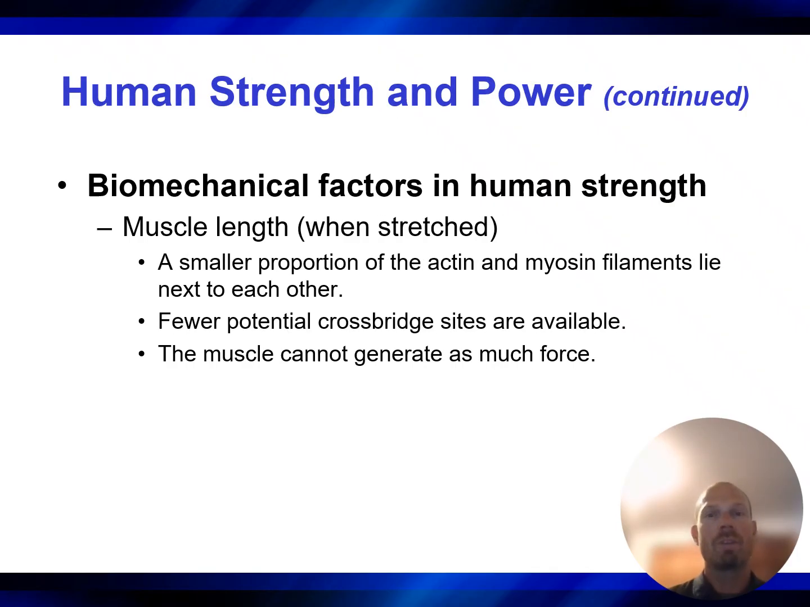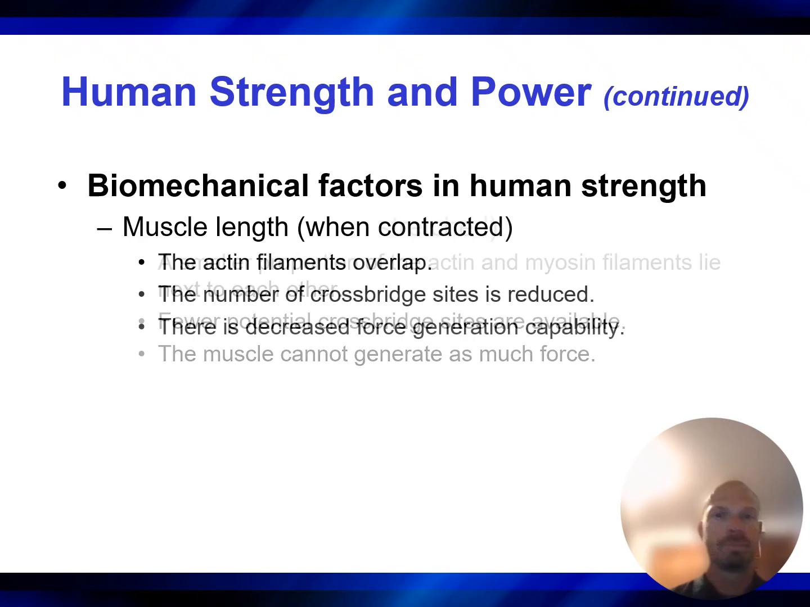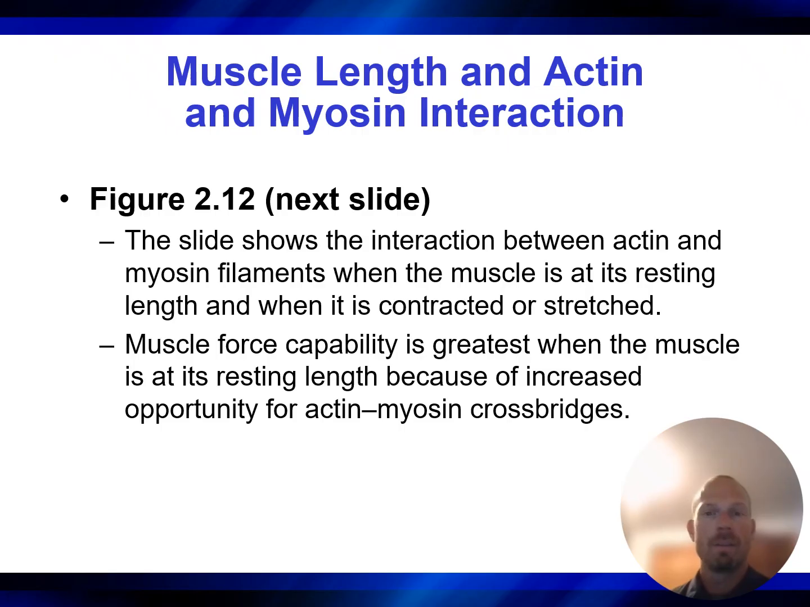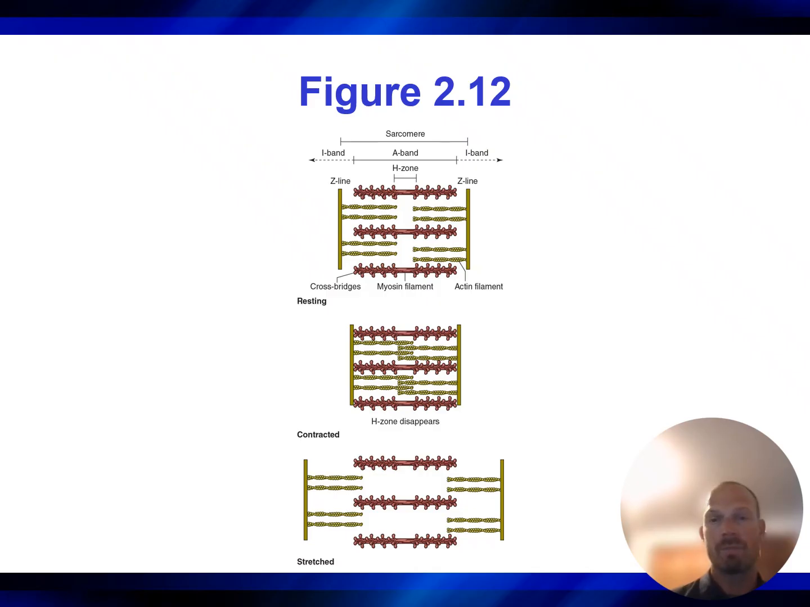If a muscle is stretched too far, filament overlap decreases, dropping potential cross bridges. Conversely, when it is heavily contracted, filaments overlap too much, leaving no room for further cross bridge action and limiting force capability. The next slide talks about some of the things we reviewed in the first lecture regarding muscle length and actin and myosin interaction. And these are some slides that should look familiar based on those materials.